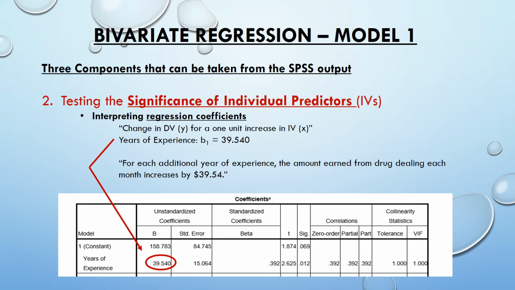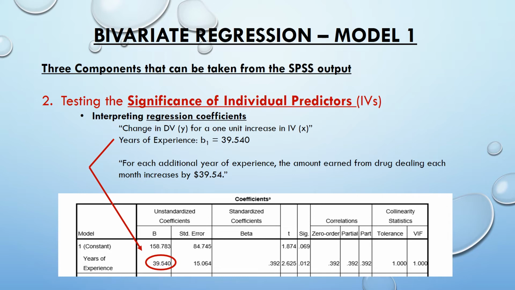regression coefficient. And so what you see circled with an arrow pointing to it down here is the unstandardized regression coefficient for years of experience is 39.540. So you can find it in the unstandardized coefficients column under the capital B and in the row for that particular independent variable. And what does this tell us?